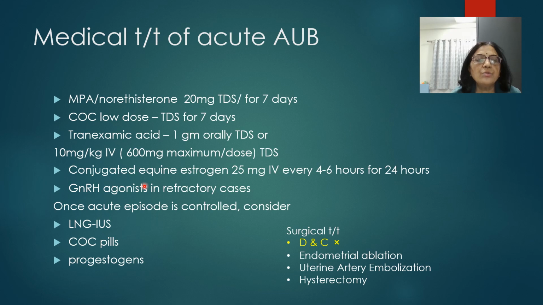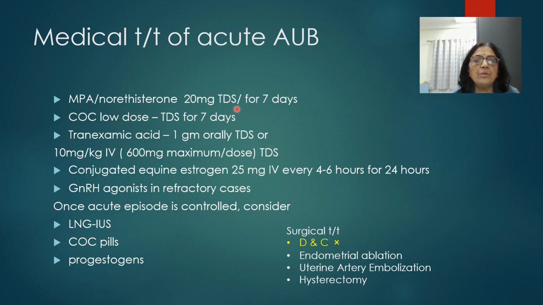Conjugated equine estrogen is the drug which has mainly been approved by the United States Food and Drug Administration, 25 milligram intravenously. It can be given every 4 to 6 hours for 24 hours. Now this is less commonly used by us. What we are mainly using is either high dose progesterone, or we can start with the combined oral contraceptive pills if there is no contraindication to it in a given patient.